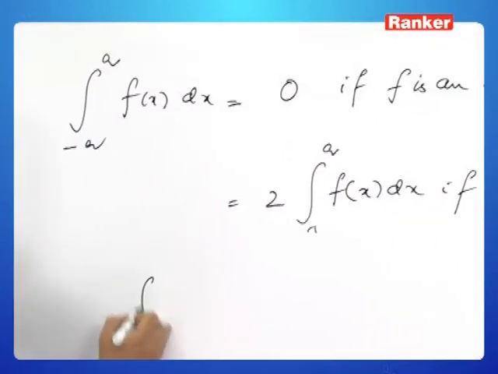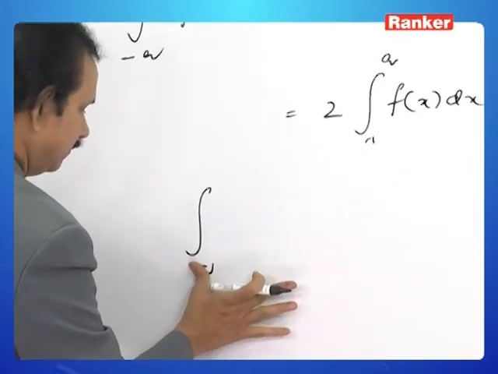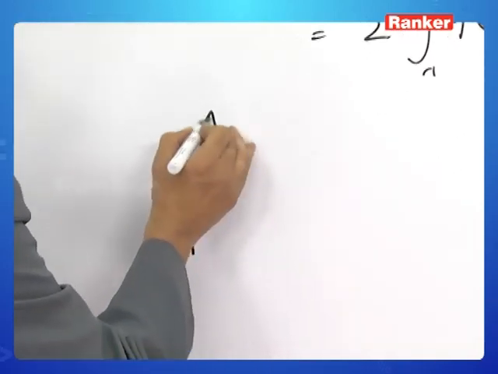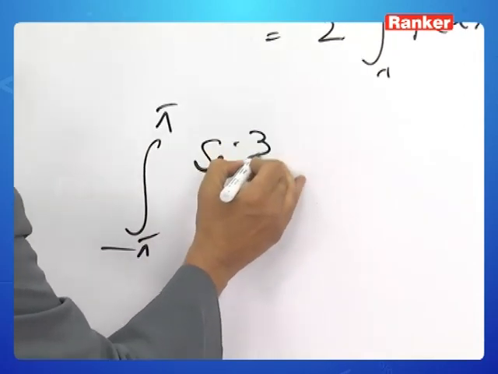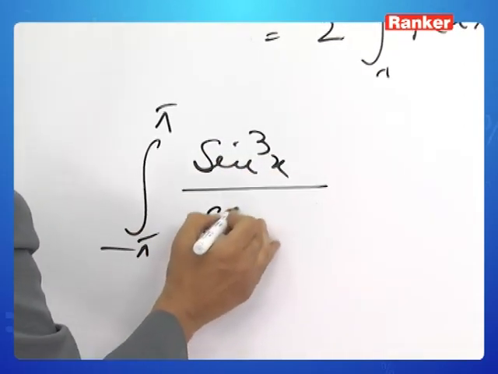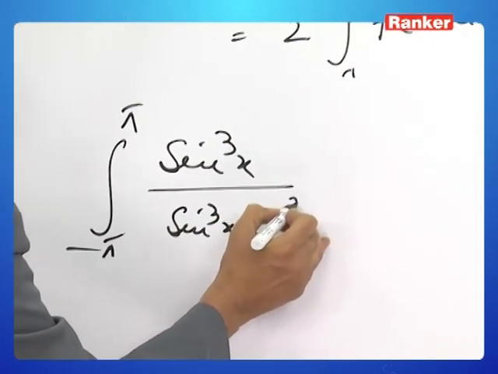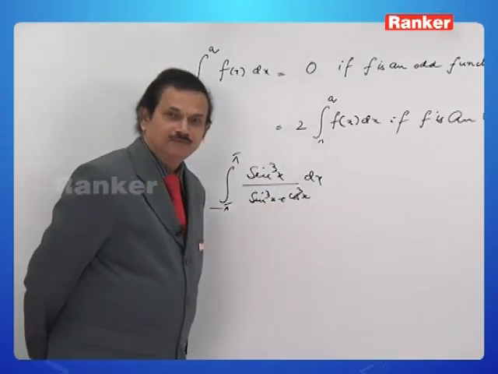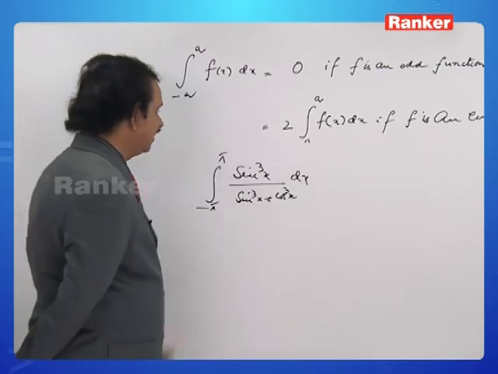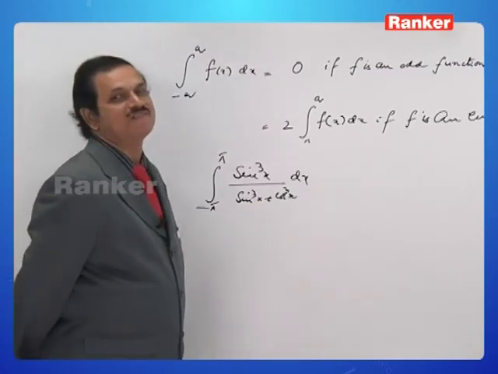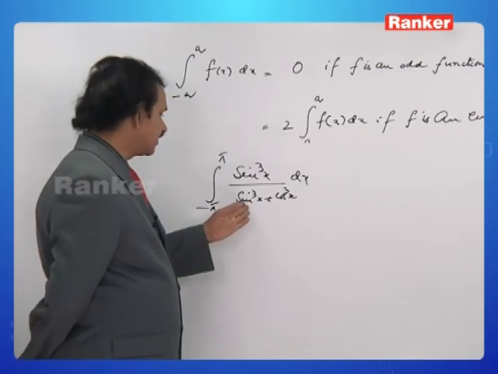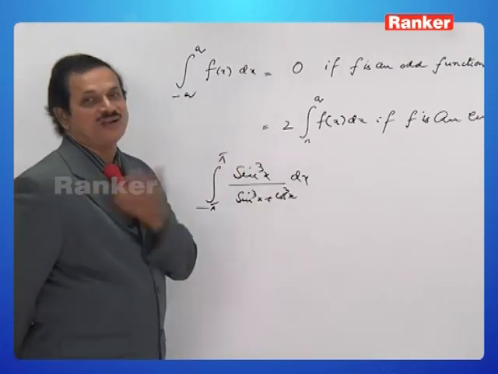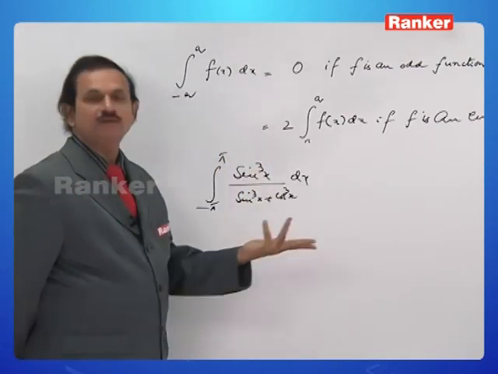As the next one, integral minus pi to pi of sin cube x by sin cube x plus cos cube x. What will be the answer? Come on. First of all, is this function an even function or an odd function? Odd function plus even function, you cannot decide. So for this one, it is not useful. That function is neither even nor odd.